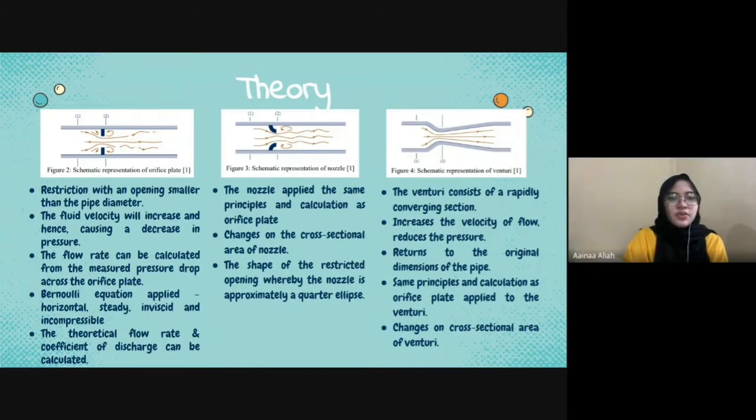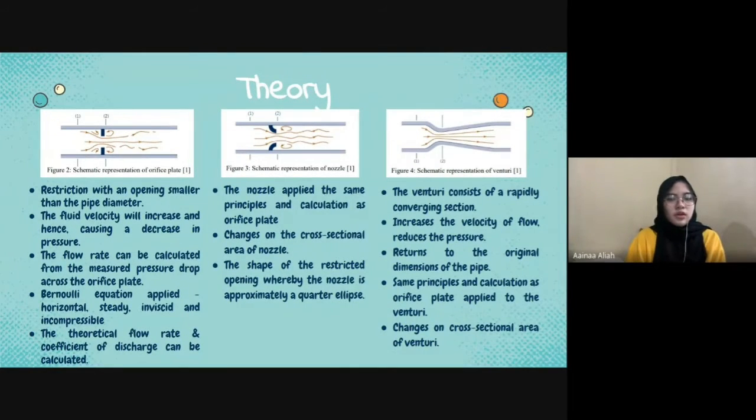Thank you, Darren. So next, I am Aina Alia and I will present about theory. So many types of device using principles of Bernoulli equation have been developed to measure fluid velocities and flow rates. So in this experiment, 3 common types of flow meters will be used, which include the orifice plate, nozzle, and venturi. The operation of each is based on the same physical principles, whereby an increase in velocity results in a decrease in pressure. So for an orifice plate, it is a restriction with an opening smaller than the pipe diameter, which is inserted in the pipe.